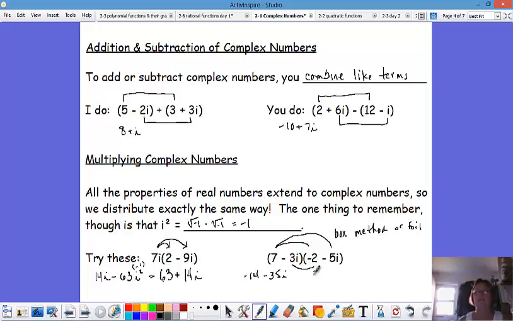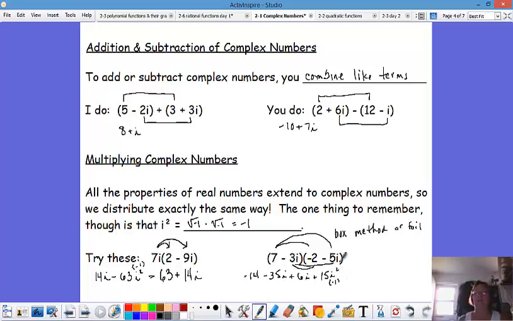Insides, negative 3i times negative 2 is 6i. And finally, the two last terms, negative 3i times negative 5i, that's 15i squared. And I'm going to remember that i squared is like negative 1. I'll write that down here.